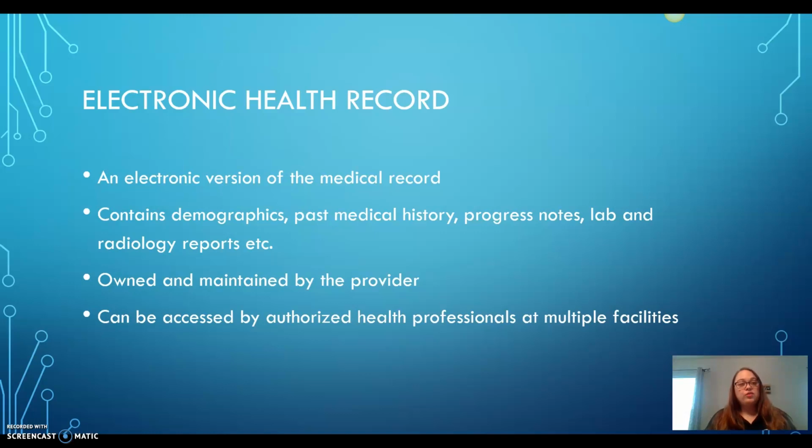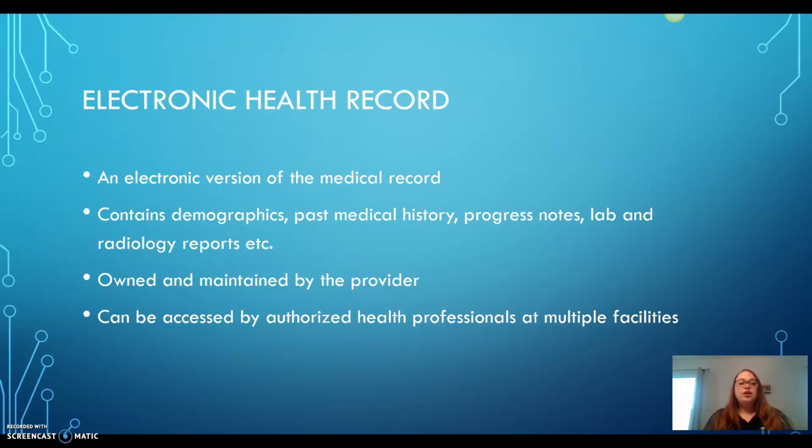The electronic health record is an electronic version of the patient's medical records. These records contain things such as patient demographics, past medical history, progress notes, lab and radiology reports, and other things of that nature. Many facilities are moving away from the large paper charts that most of us are used to seeing in doctor's offices to this electronic version.